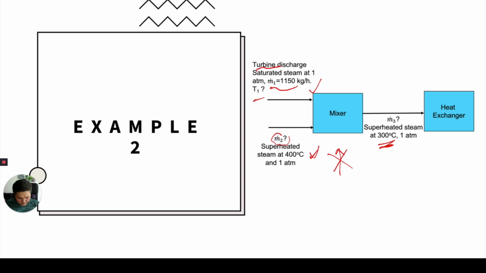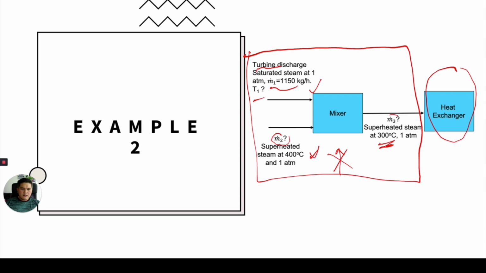There is no heater provided to the mixer. This steam will be used in the heat exchanger. Here we are not that interested in the heat exchanger. The heat exchanger will just receive the final superheated steam at 300 degrees Celsius, and what we are interested in is actually at this border.